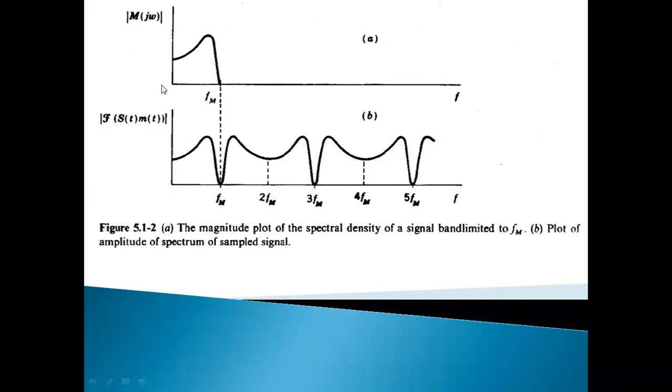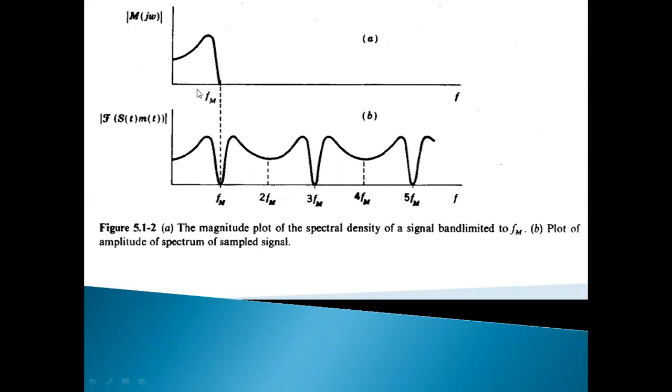Now, this is the signal. A is nothing but the magnitude plot of the spectral density of the signal. The bandwidth is 0 to FM. So this is M of the signal spectral density. The spectral density, what is the maximum frequency? FM. So this is the x-axis, and on the y-axis there is the magnitude of M of j omega, that is a transformation characteristic.